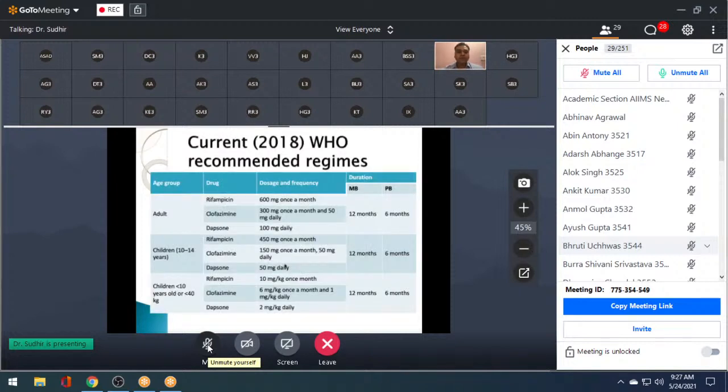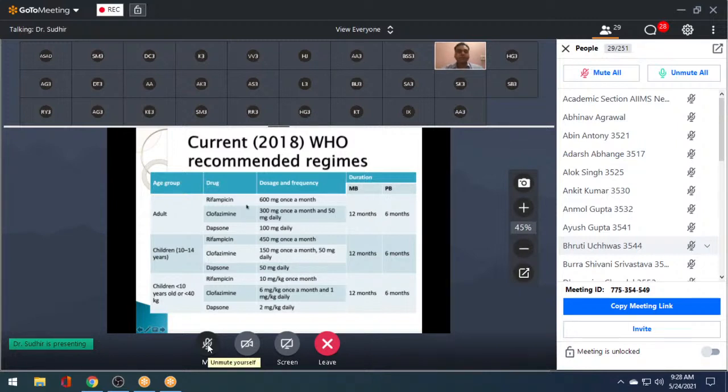So coming to the current 2018 WHO recommended regimens, this is the age group, these are the drugs to be given, this is the dosage frequency, and this is the duration of treatment for multibacillary and paucibacillary leprosy. You can see that for both types of leprosy, WHO has recently recommended that all three drugs be employed: rifampicin, clofazimine, and dapsone. The duration of treatment is different. In multibacillary you need longer treatment, 12 months. In paucibacillary it is 6 months. But the drug regimen is the same.